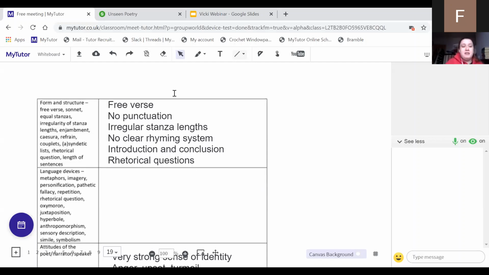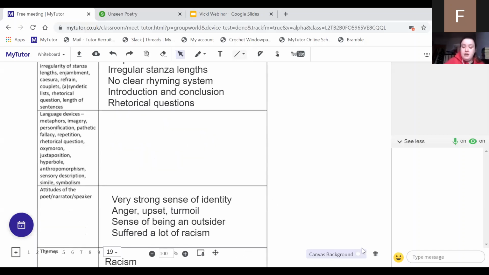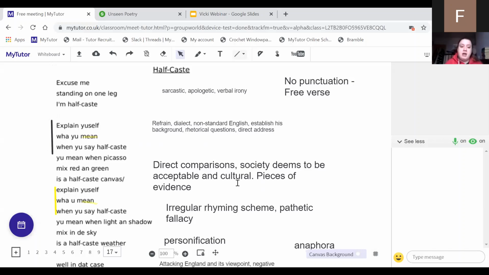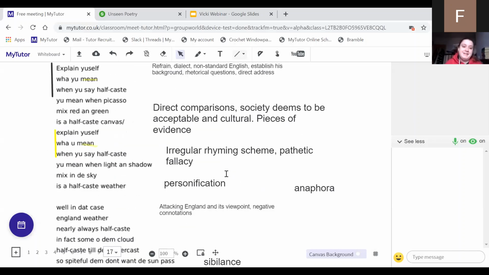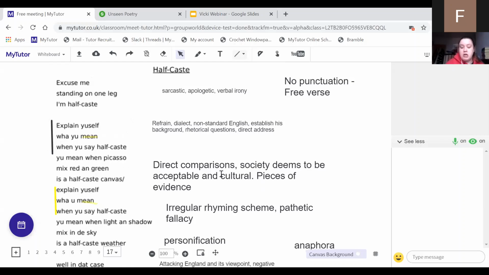so I've started to talk about form and structure, but there's definitely some extra bits I could go on and talk about there. I think this is a really nice one for form and structure, actually, because this is not your average poem, is it? There's a lot of very playful things going on here.